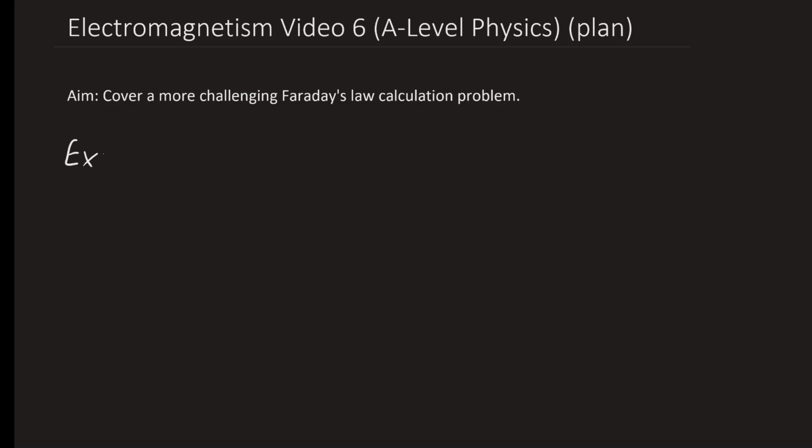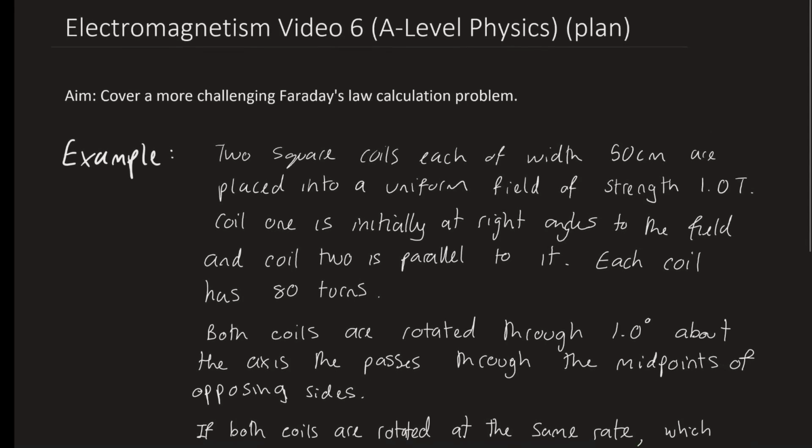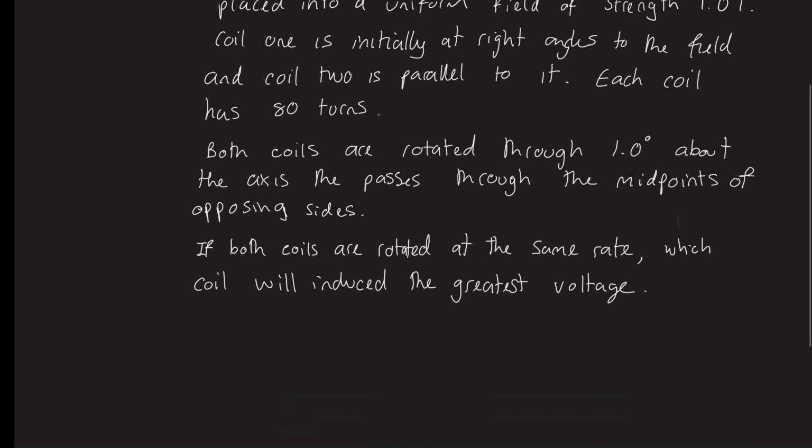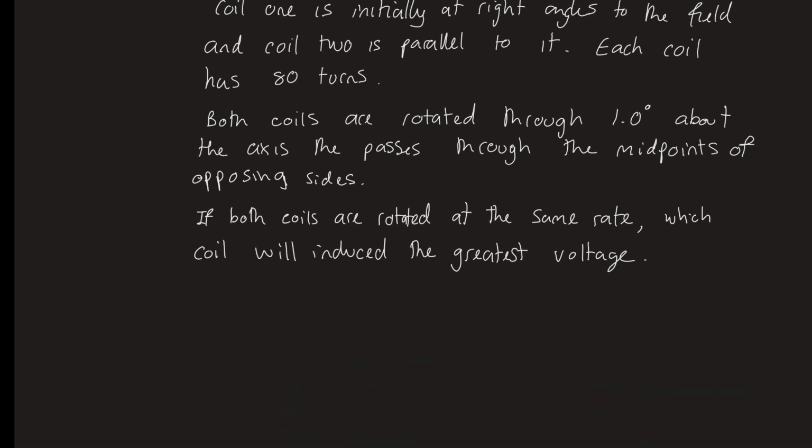So, example: two square coils, each of width 50 centimeters, are placed into a uniform field of strength 1 Tesla. Coil 1 is initially at right angles to the field, and coil 2 is parallel to it. Each coil has 80 turns. Both coils are rotated through 1 degree about the axis that passes through the midpoints of opposing sides.